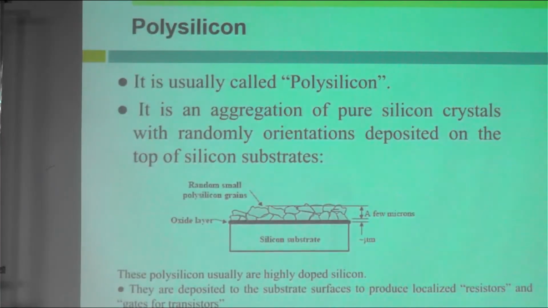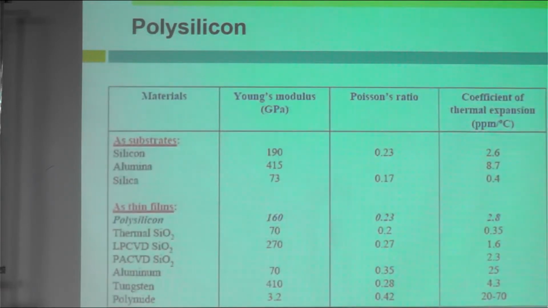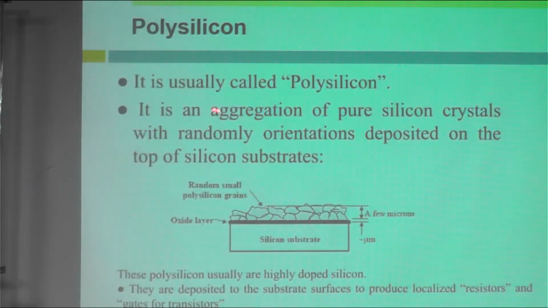Then the next material is polysilicon. It is an aggregation of pure silicon crystals with random orientation deposited on top of the silicon substrate. So you have your silicon substrate, then you have, let's say, small random polysilicon grains here, with different crystal structure, I mean orientation. So a few microns on top of the silicon.